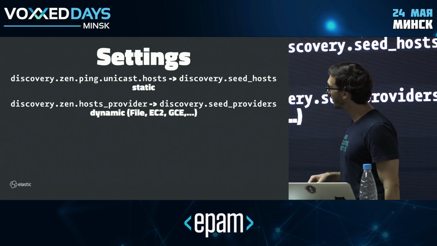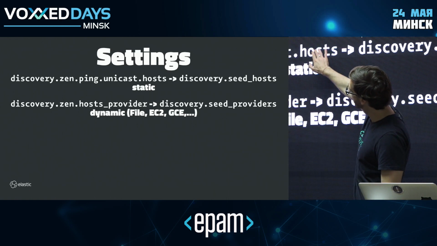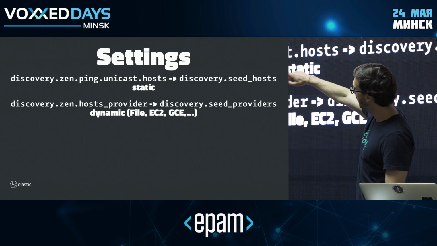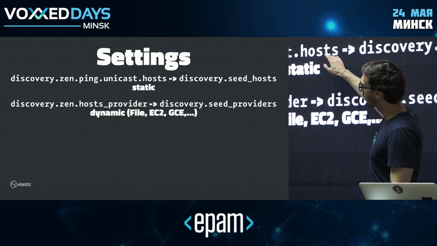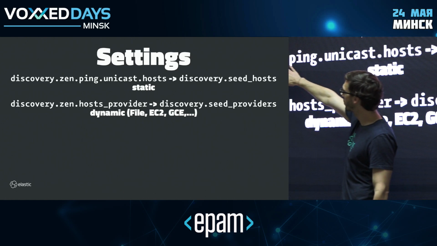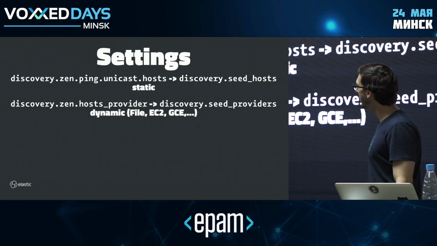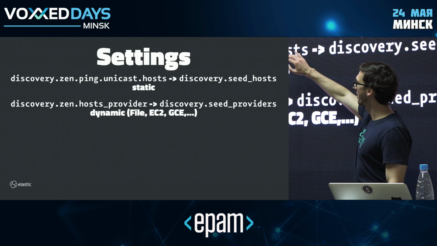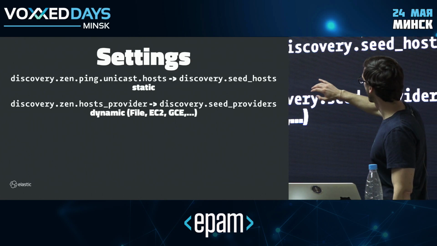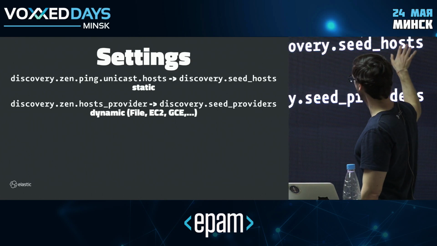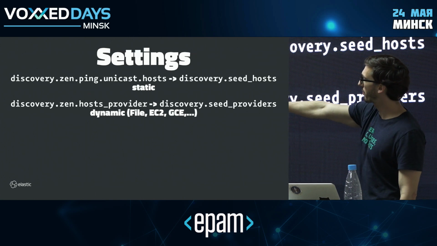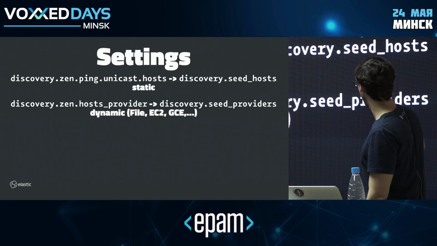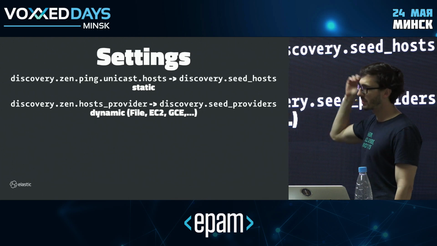And up until version 6, we had this setting here, discovery.zen.ping.unicast.hosts, which was very long, and it had zen ping in there, which was kind of unnecessary. We have renamed that now. The old one is in version 7 still around, but it's deprecated. We just call it now discovery.seed_hosts. And then we have discovery.seed_providers. These things are basically doing the same thing.